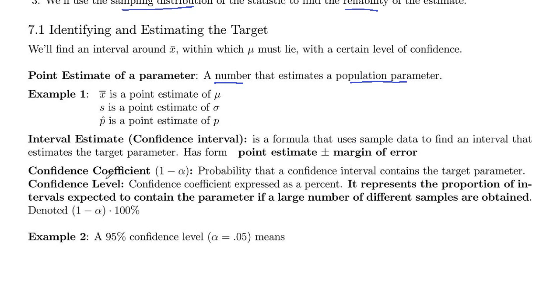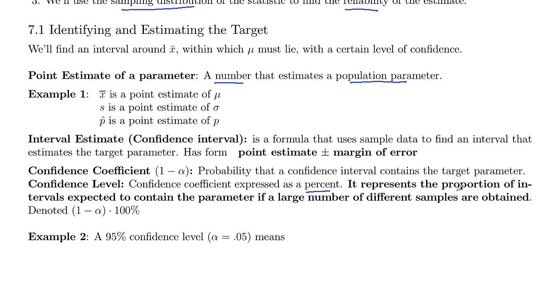And then the confidence coefficient is denoted by 1 minus alpha. That's the probability that a confidence interval contains that target parameter. And then the confidence level is the confidence coefficient expressed as a percent. So 0.99 could be a confidence coefficient, 99% could be a confidence level.